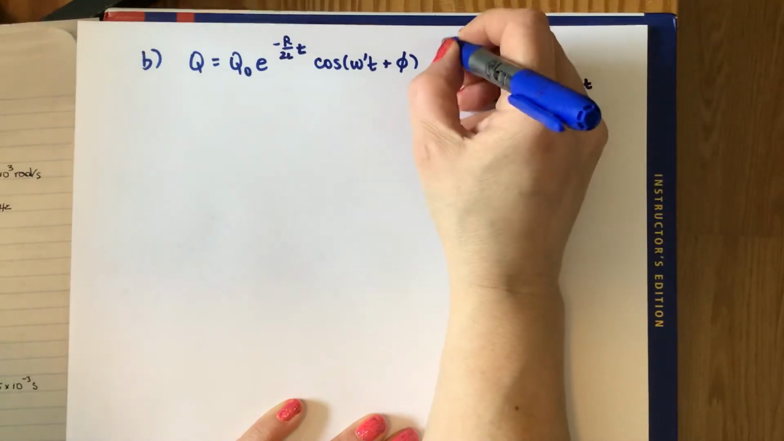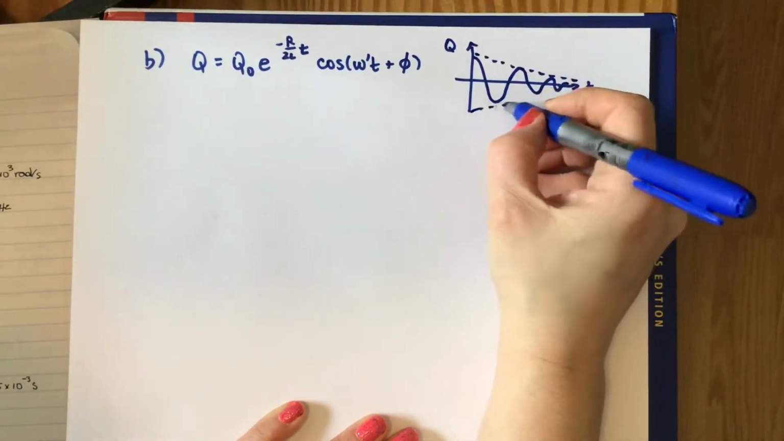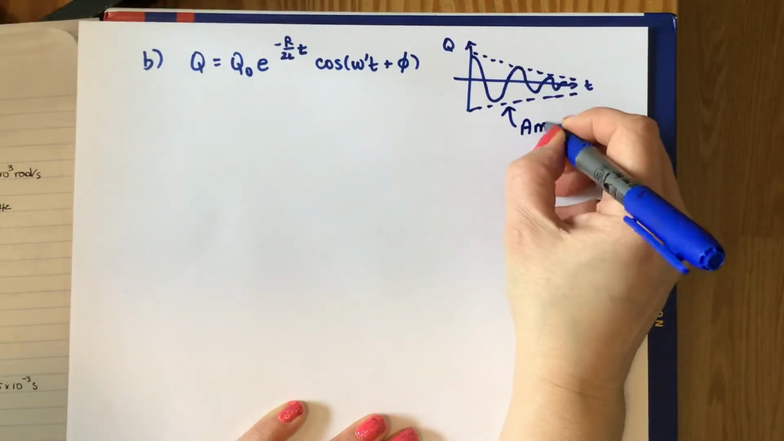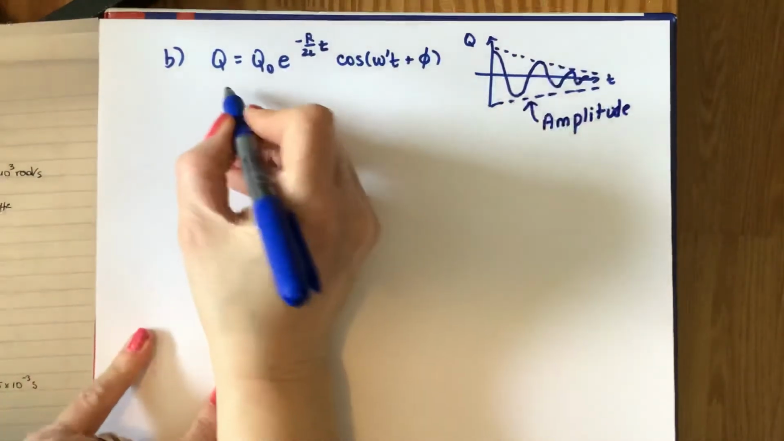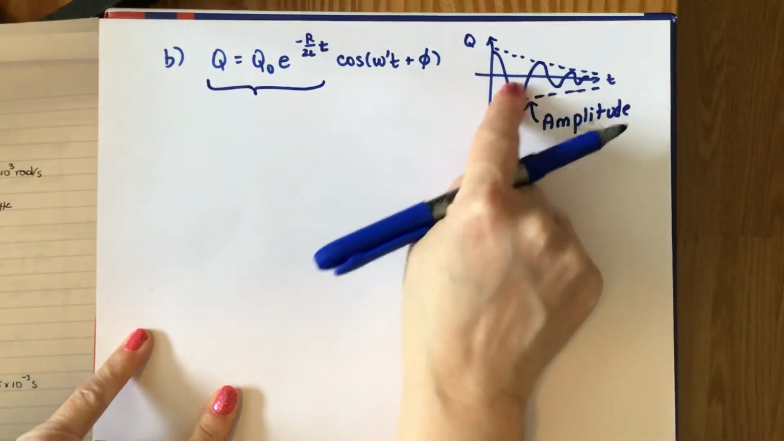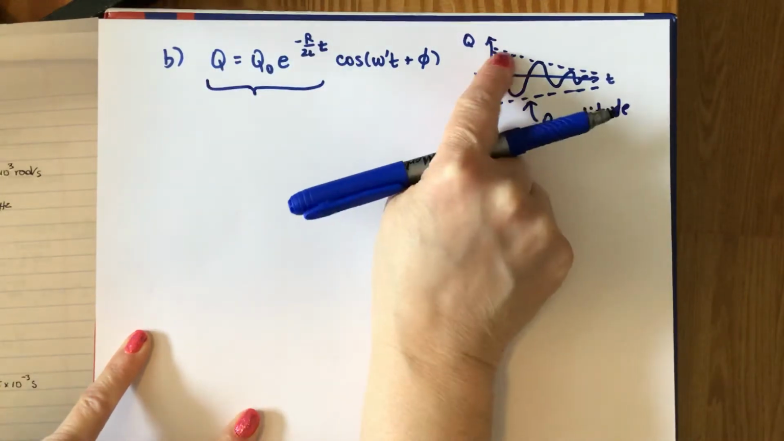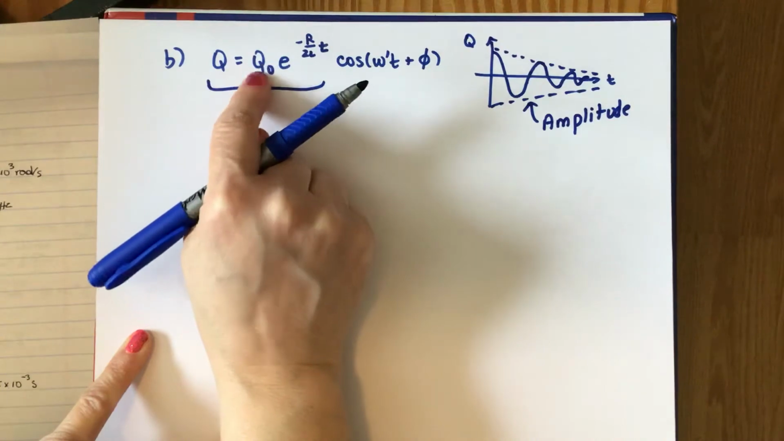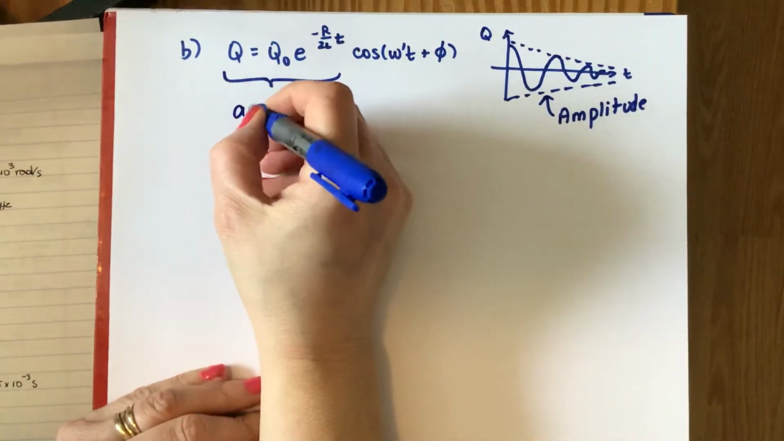There's t, there's Q. This outer edge, the envelope, is the amplitude of the oscillation. This amplitude of oscillation is described by this part. This part gives the oscillation, the up and down in here, the sinusoidal part. This part tells the maximum possible value it can have. So this gives you the maximum you can have. That's the amplitude of the oscillation. So that part is the amplitude.